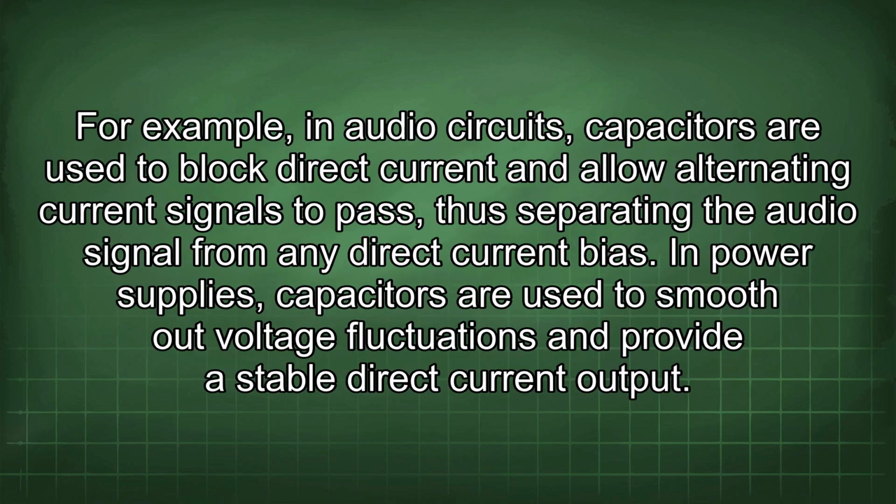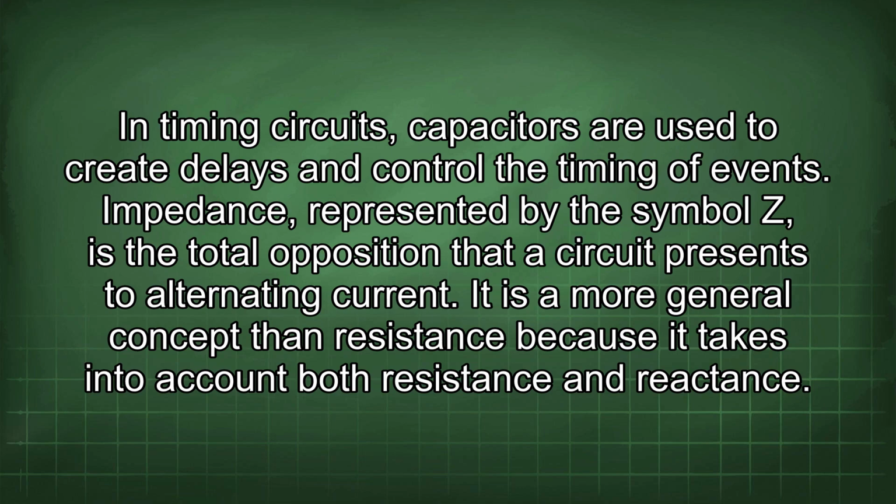functions. For example, in audio circuits, capacitors are used to block direct current and allow alternating current signals to pass, thus separating the audio signal from any direct current bias. In power supplies, capacitors are used to smooth out voltage fluctuations and provide a stable direct current output. In timing circuits, capacitors are used to create delays and control the timing of events.